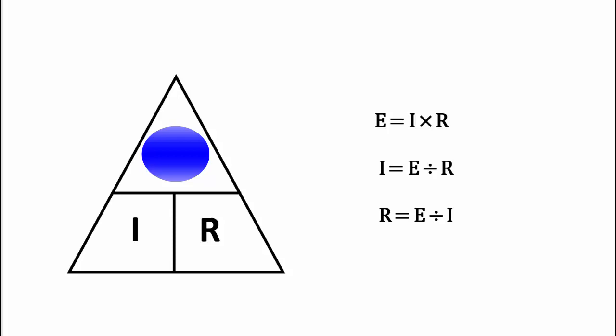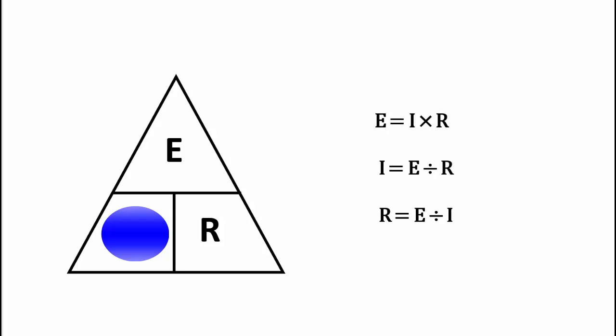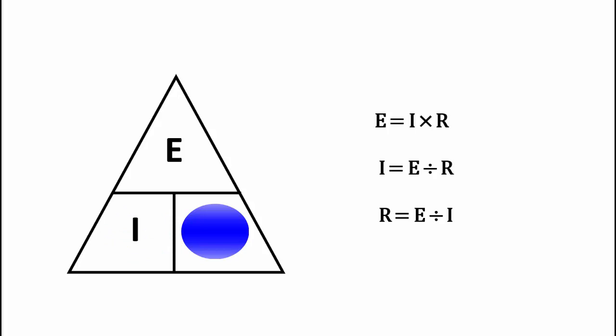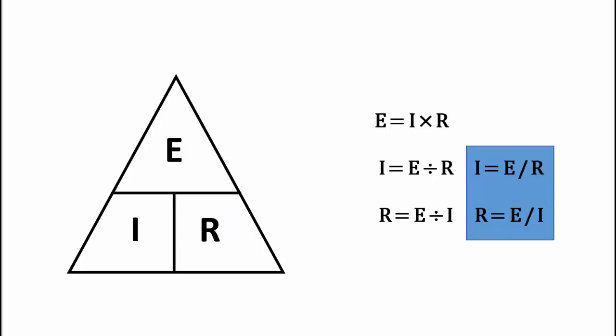And if I'm looking for I, I would cover up the I, and I would be left with E divided by R, which is giving me the calculation to get I. And the same thing with resistance. If I'm trying to calculate the resistance, I cover up the R, and it reminds me that the formula for R is E divided by I.